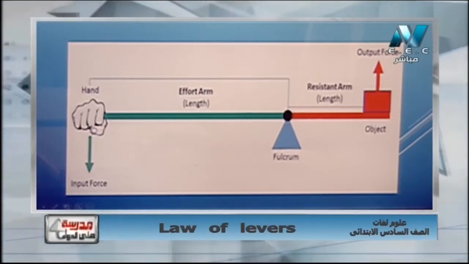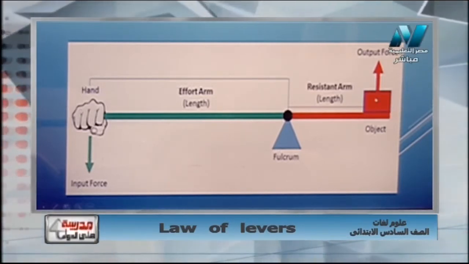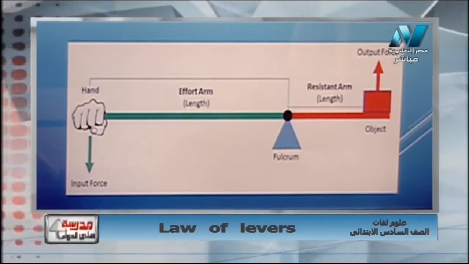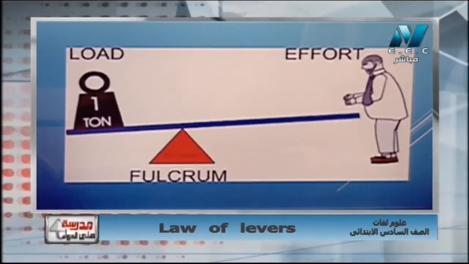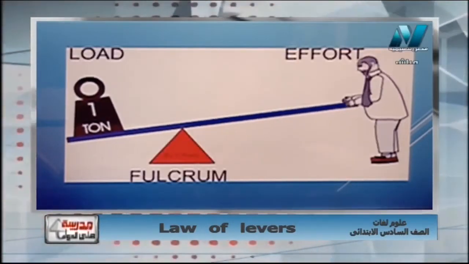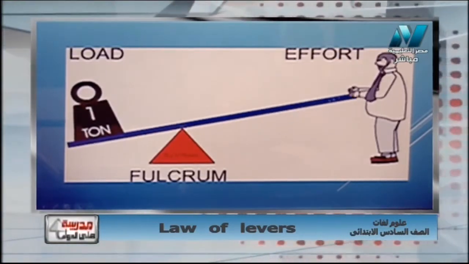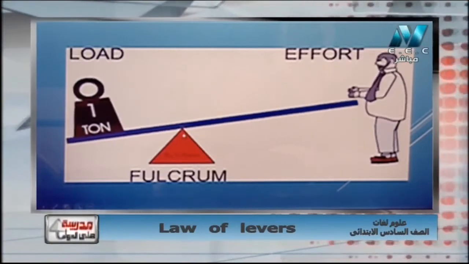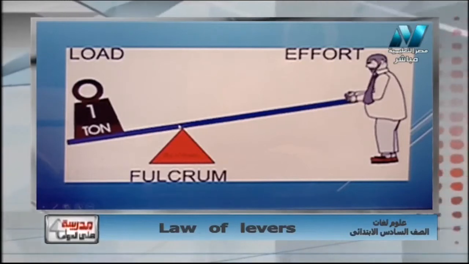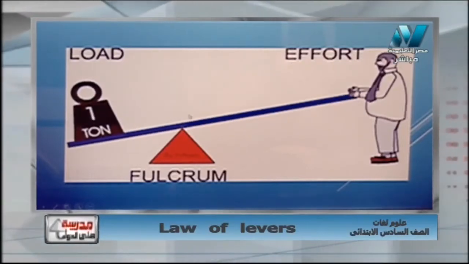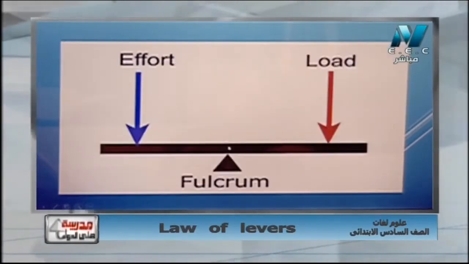This man can use a smaller amount of effort to balance or to move this resistance force. As you see, does it conserve effort? Yes, it conserves effort. Why? Because the distance between effort force and fulcrum is longer than the distance between resistance force and fulcrum. Effort force arm is longer than resistance arm. So it conserves effort. It is first class lever.